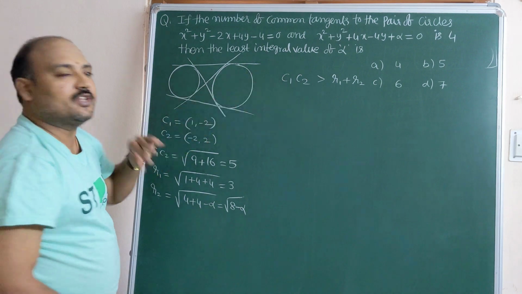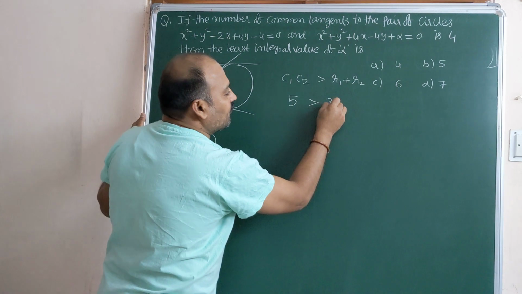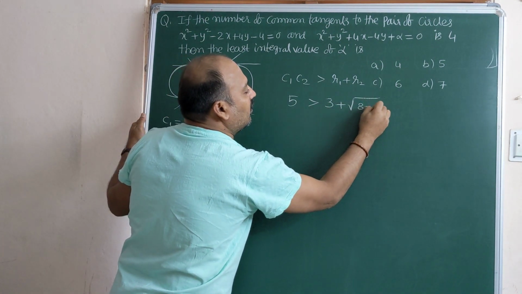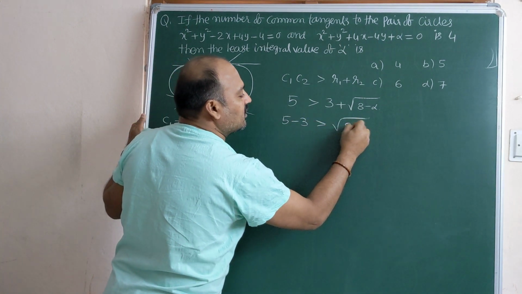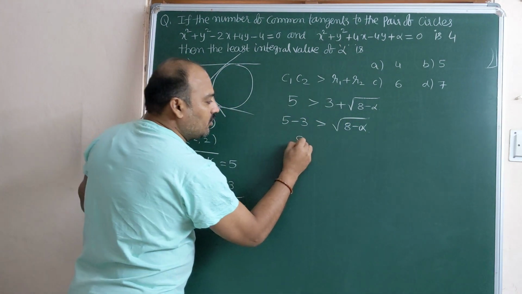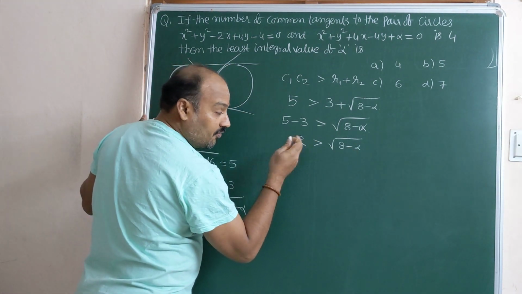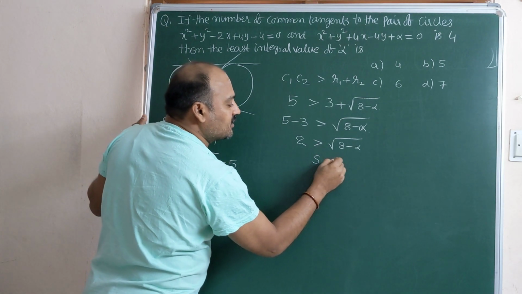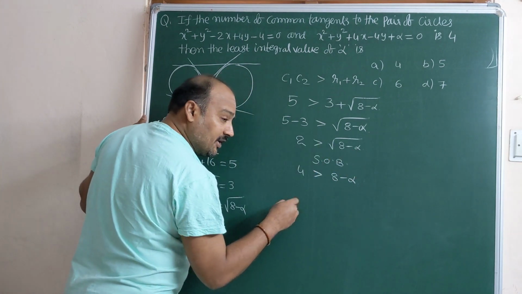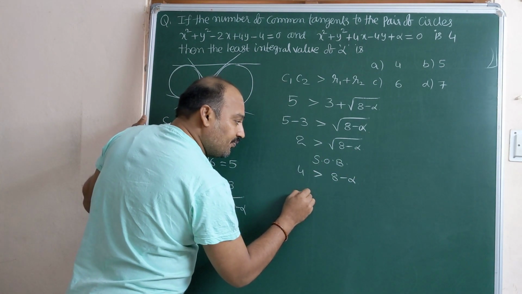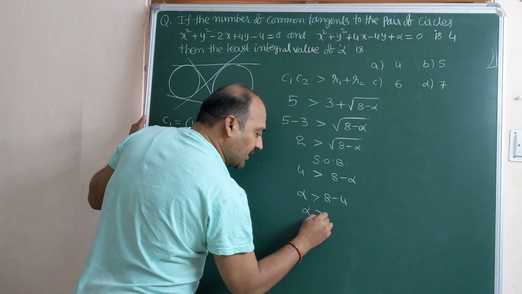So substitute these values in this. C1C2, 5, is greater than R1, whose value is 3, plus root 8 minus alpha. We can take 3 to this side. 5 minus 3 is greater than root 8 minus alpha. 2 is greater than root 8 minus alpha. After that, squaring on both sides, 4 is greater than 8 minus alpha. We can take this to the other side, so alpha is greater than 8 minus 4, alpha is greater than 4.